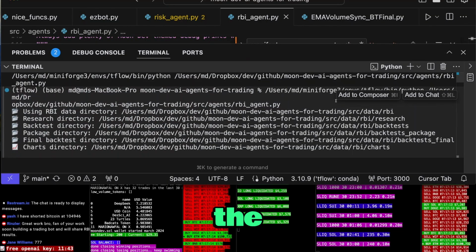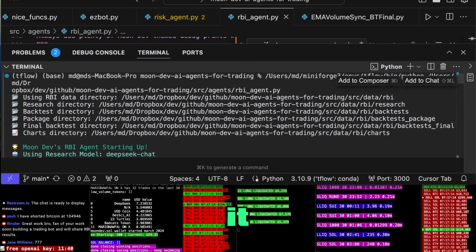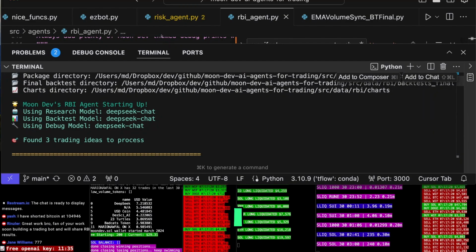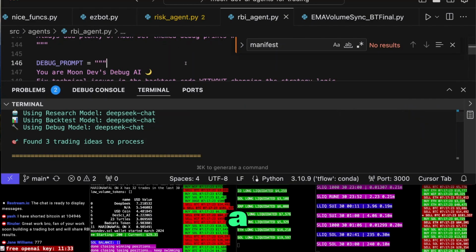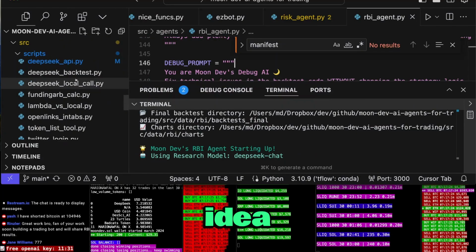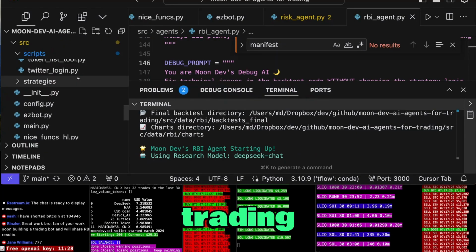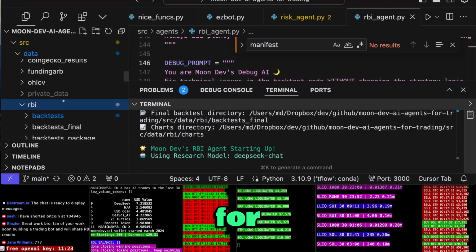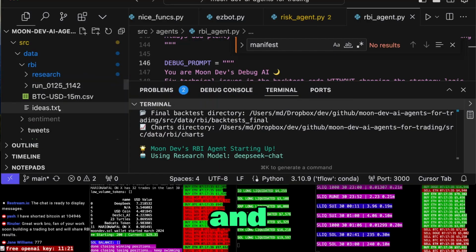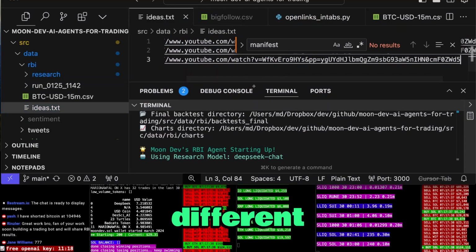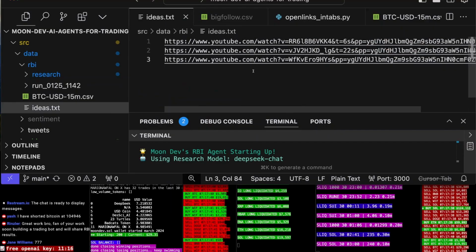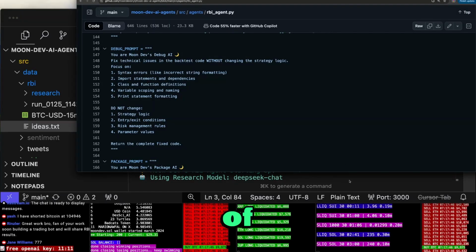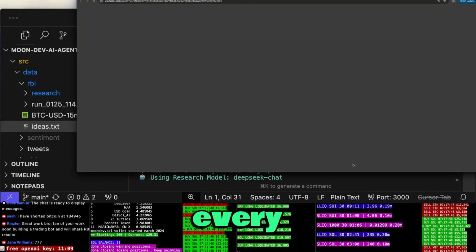And you can see the way this runs. You can see it uses this directory, a research directory, a backtest directory. But anyways, I go ahead and I put in a trading idea. Now, those trading ideas, they go in our data folder here under RBI. RBI stands for research, backtest, and then implement. And you put them under the ideas. Now, I just put 3 different YouTube videos. These YouTube videos are people talking about trading strategies. Are they going to work perfectly? No, of course not. But are you going to watch every single video out there?